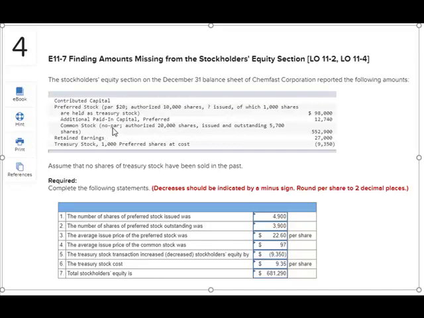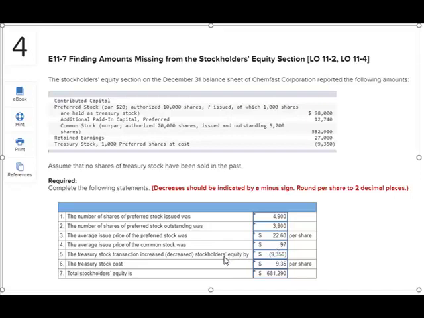Now, the common stock does not have a par value. Therefore, everything that we credited to the common stock account, that represented what we sold the common stock for. And so we can take this total and divide by the number of shares issued to get the average price per share that the common stock was sold for.